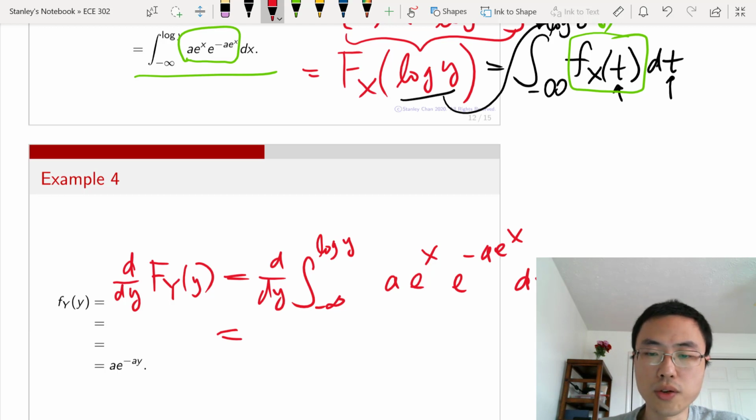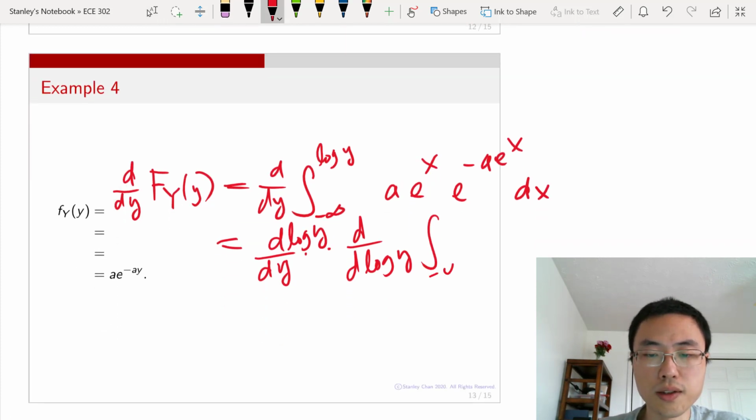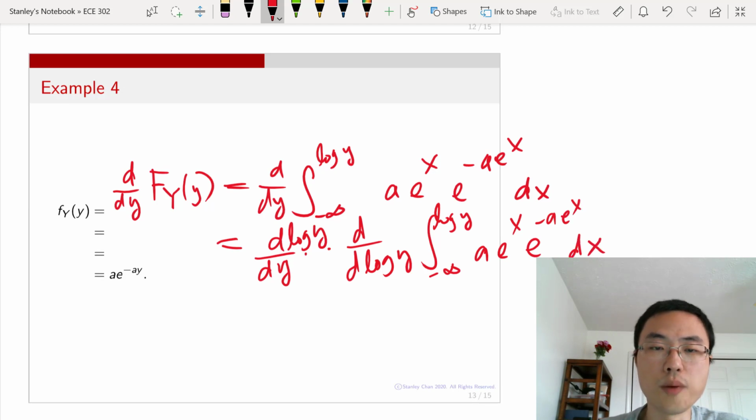So what we can do is that we can match the terms so that we have a d/dy, and then we can have a d/d(log y). So I have a log y over here, and then I have the integration from minus infinity to log y, and then a e^x, e^(-a e^x), dx. This is still very complicated, but now I hope you guys see the pattern.